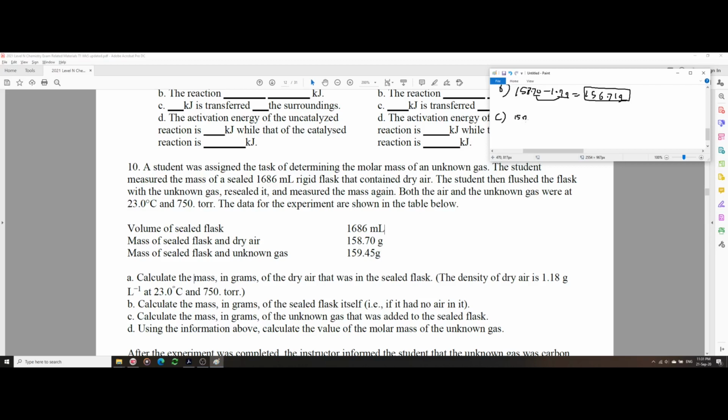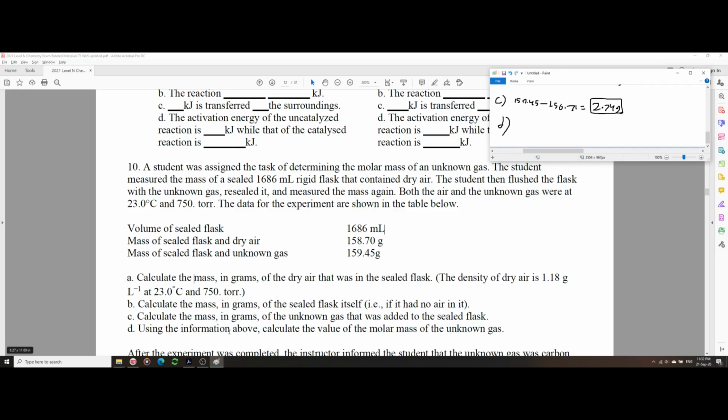So 159.45, what the hell am I doing? 159.45 minus 156.71. Subtract, you should get 2.74 grams. Again, subtraction, same decimal places. I don't care what value I get here, as long as I care here. I wouldn't care there, if it's subtraction and addition.